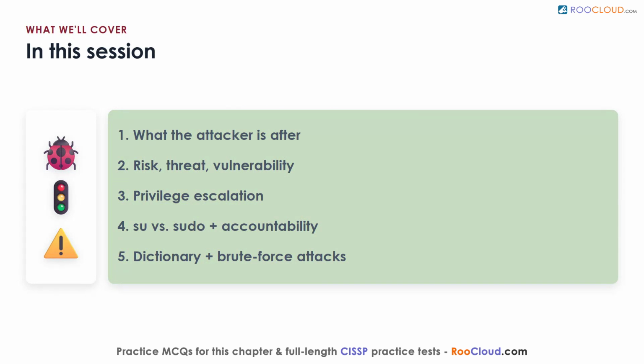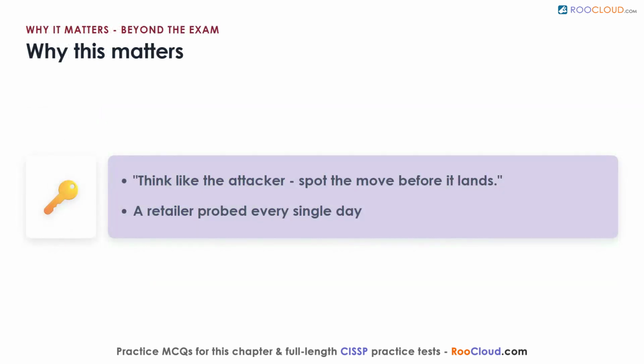What is an attacker really after? How do the basic risk terms fit together? How does privilege escalation spread through a network? How do the su and sudo commands change accountability? And how do dictionary and brute force attacks crack passwords? Why does this matter beyond the exam? Because you cannot defend against a move you do not understand.